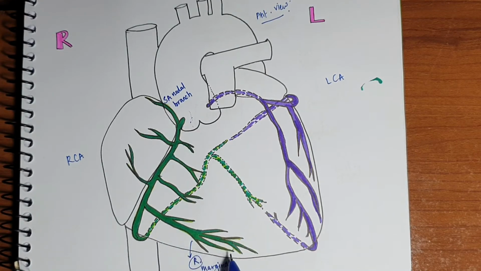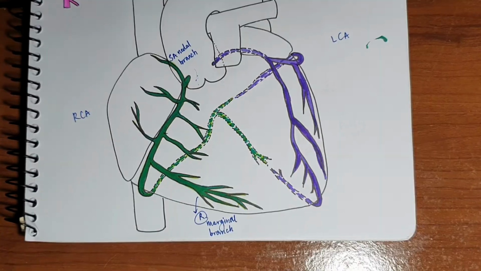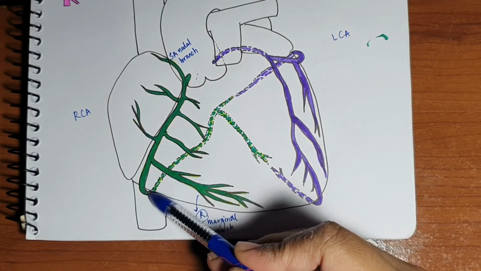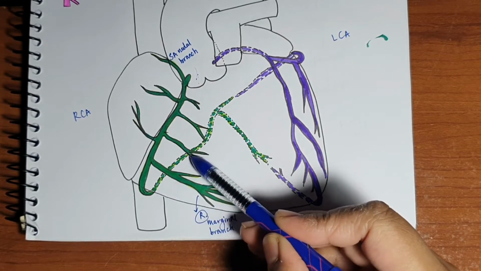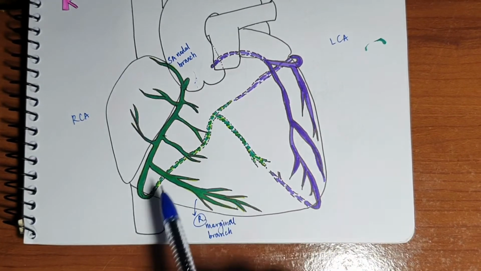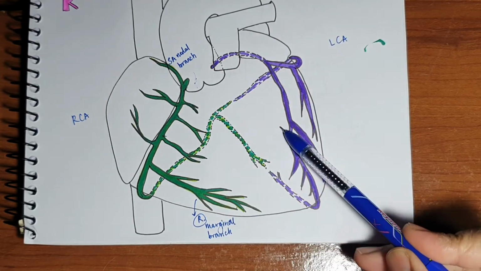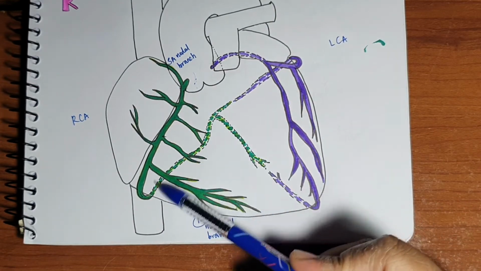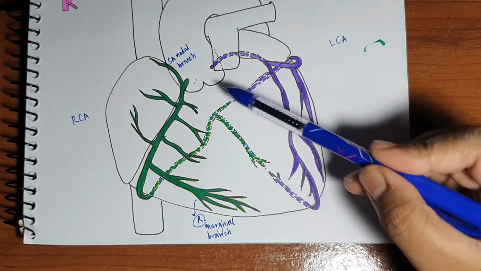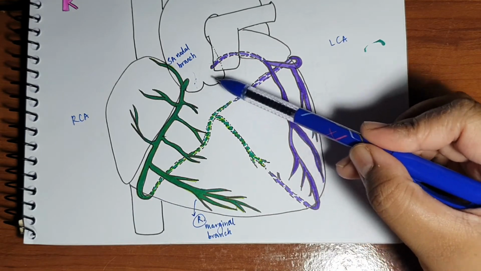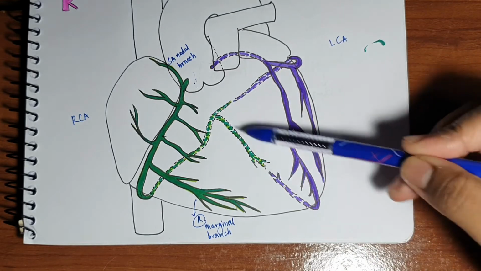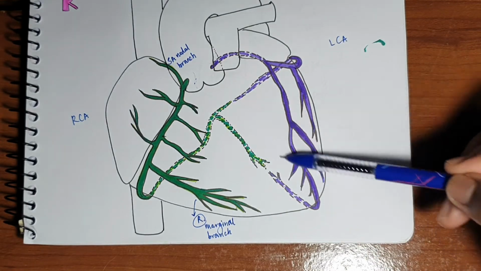This right marginal branch runs towards the apex of the heart. This place is the apex of the heart. It runs towards the apex of the heart, but it never reaches the apex. So the coronary artery turns behind, runs at the posterior aspect of the heart. Now we can roughly assume that we have the atria here, we have the ventricles here. So this would be the atrioventricular groove. Somewhere here would be the interatrial groove, and this would be the interventricular groove here.